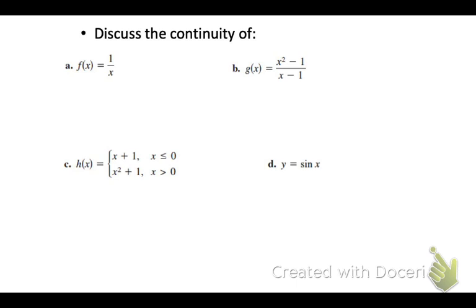Because that would make the denominator 0. So my domain we need to think about is x such that x is not equal to 0, correct? Yes? So at 0, what kind of discontinuity is that? Is that a removable or a non-removable?